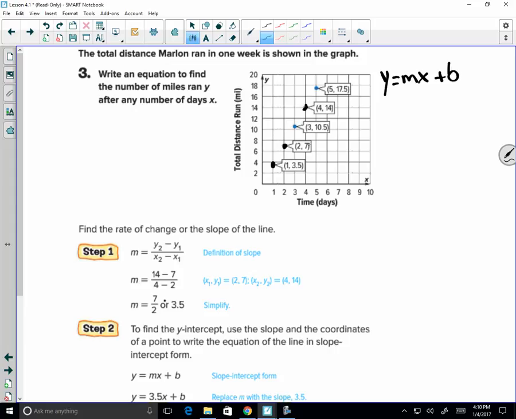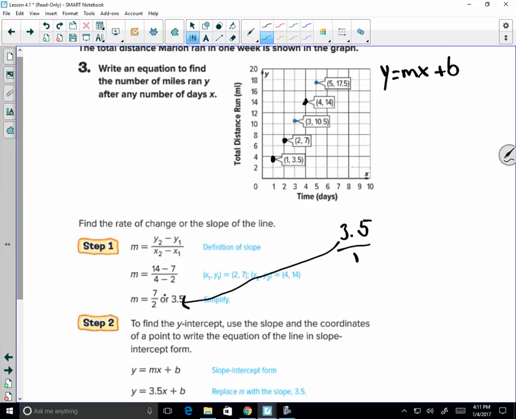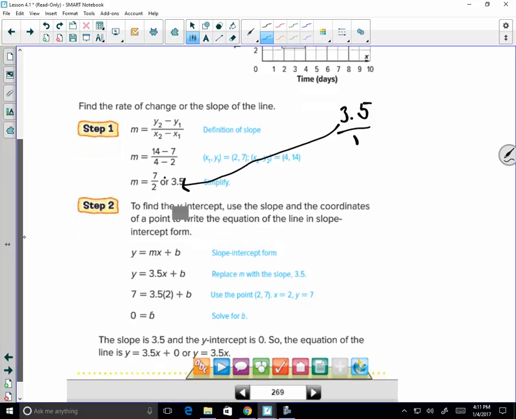And I take the y's and I subtract them. So 7 minus 3.5 is going to give me 3.5, over 2 minus 1 gives me 1. Even though I just used 2 different points, I still got the same answer, 3.5 over 1. Now I need to find the y-intercept. And if you do not have a graph that goes all the way through and connects to the y-intercept, it's going to be a little bit more difficult. But it shows you how right here.